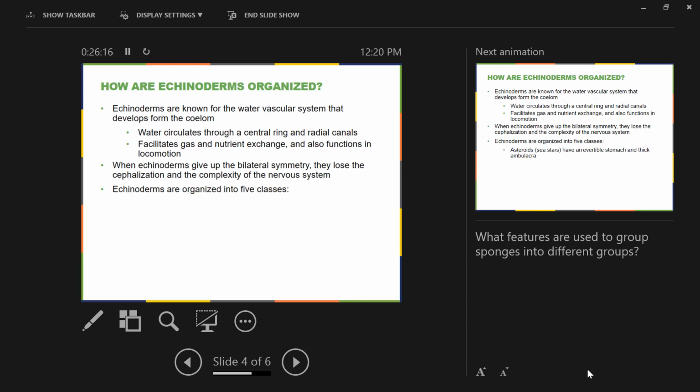All right. So echinoderms, this is a phylum, Echinodermata, and they are organized into 5 classes.